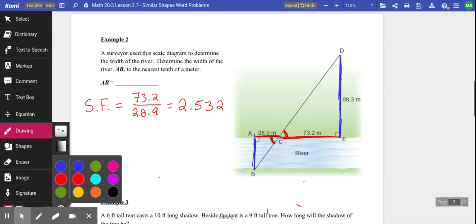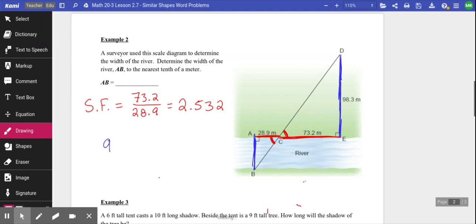This is my scale factor, meaning that the small triangle times that number gives you the big triangle. That's what a scale factor is telling you. If you want to go the other way, so I have the big side and I want to find the small side, then I'm dividing by the scale factor. So for me, I know this big side's 98.3. Because I'm going from big to small, I want to divide by my scale factor of 2.532. So from big side to small side, I divide by the scale factor. You have 98.3 divided by that scale factor, and you get that the width of that thing is 38.8.